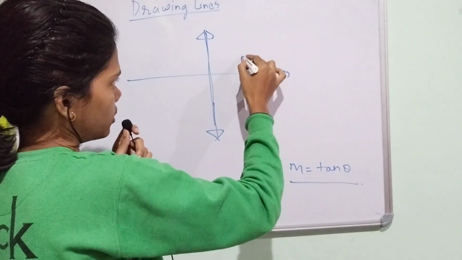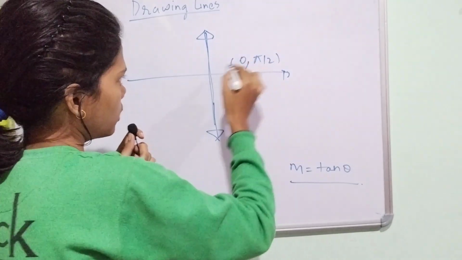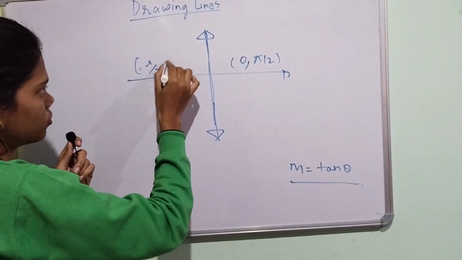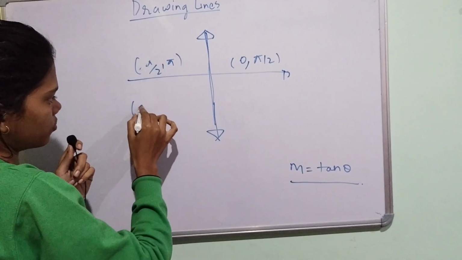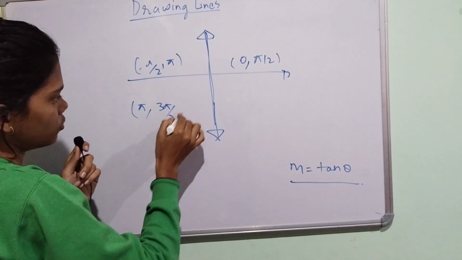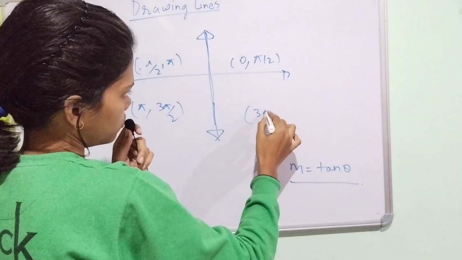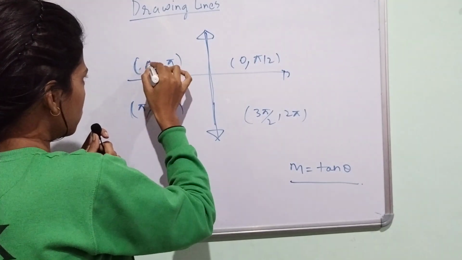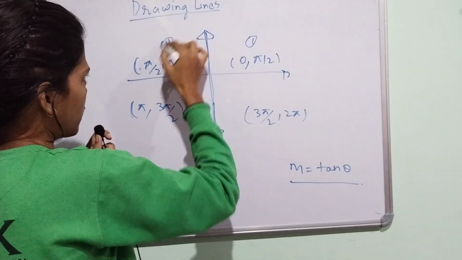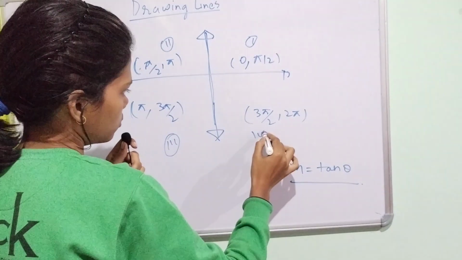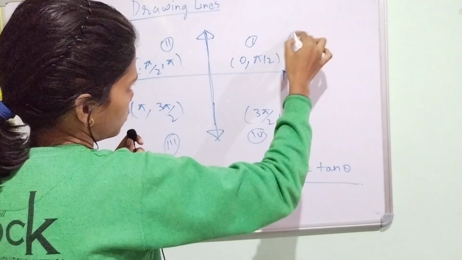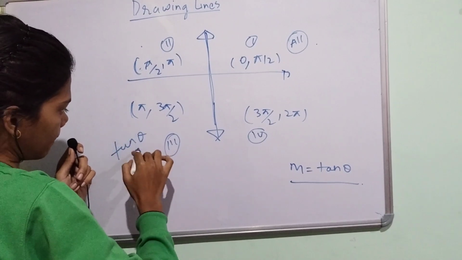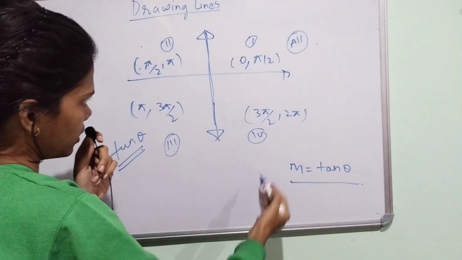So this is the first quadrant, which is from 0 to pi by 2. This is from pi by 2 to pi. This quadrant is from pi to 3 pi by 2, and this quadrant is from 3 pi by 2 to 2 pi. So this is the first quadrant, this is the second, this is the third, and this is the fourth. Here all the trigonometric ratios are positive. Here sine and cosec are positive. Tan is positive here, and again here tan is negative.